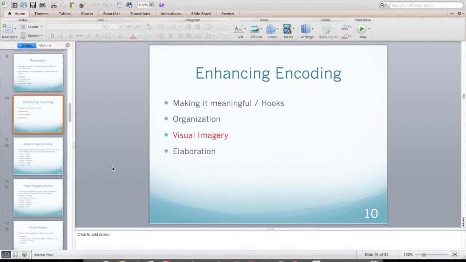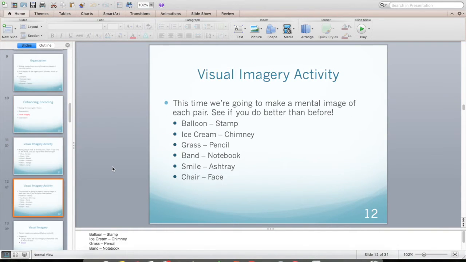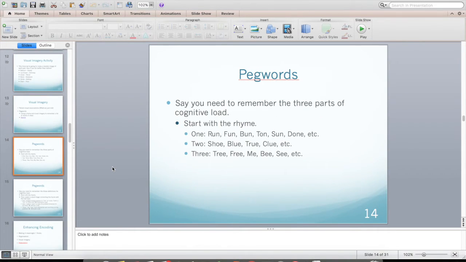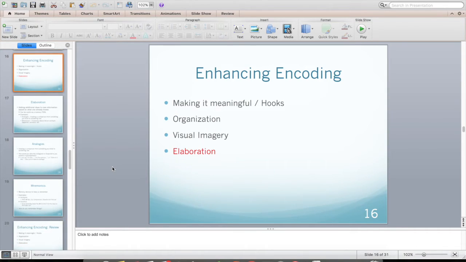Okay, visual imagery. This one, you honestly don't really need to worry about a lot. We didn't talk about it a lot. The only thing that I like about visual imagery is that we remember a lot more from a picture, right? But that's not really in the slides that I was given, so we're not going to worry about it. Peg words you don't need to worry about.